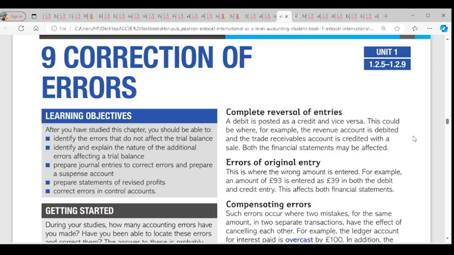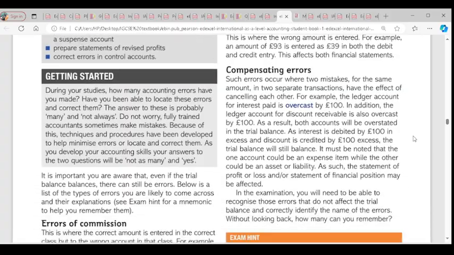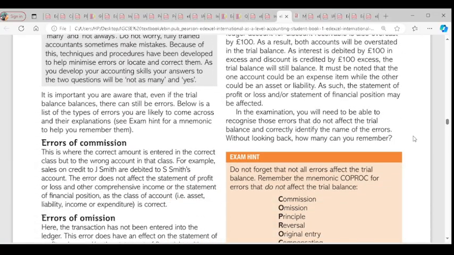I'm listening. The point is that there are errors that affect the trial balance, and there are some errors that do not affect the trial balance. These errors that do not affect the trial balance will make your trial balance balance, but at the end of the day, they are still errors. So it is important to find out those errors because they might reduce the profit of the business. That is why it's important to find those errors. So what are those errors that do not affect the trial balance?